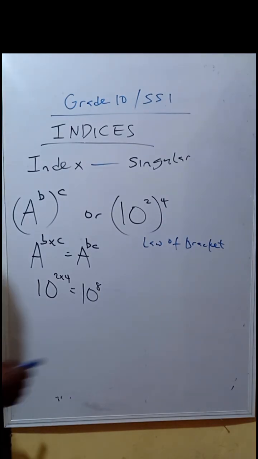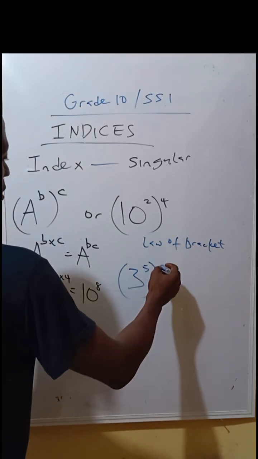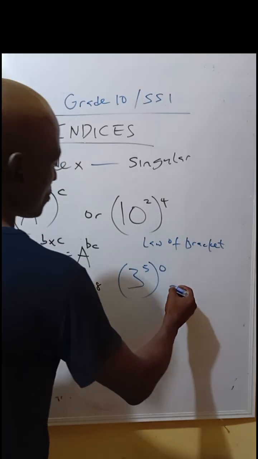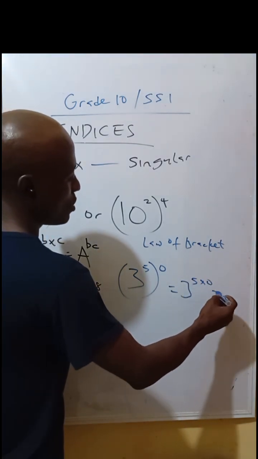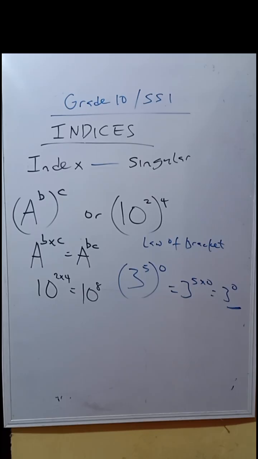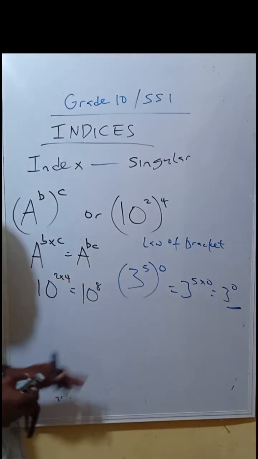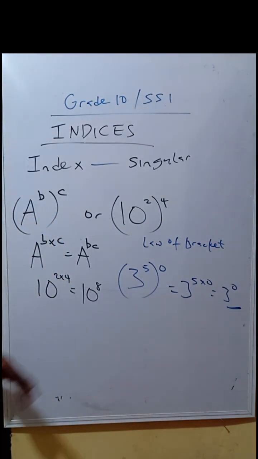So one more example. If you have 3 raised to power 5, raised to power, let me use 0. So it will be 3 raised to power 5 times 0, which is 3 raised to power 0. Now look at this 3 raised to power 0. It will then bring me to the last law we're going to be looking at in this class. In the next class, we would see some other laws, but we're going to stop here. 3 raised to power 0. There's a law of zeros.